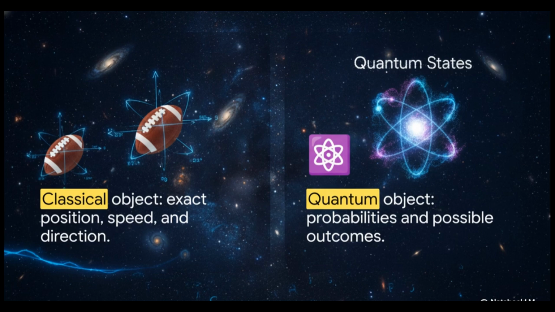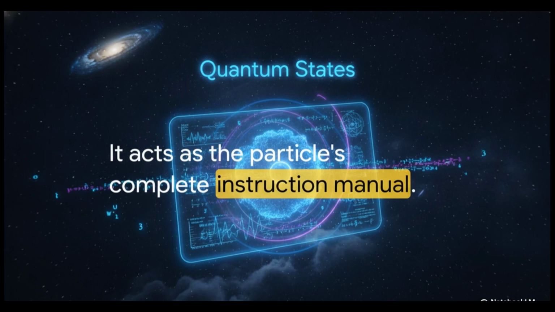But a quantum object, like an electron? Yeah, it doesn't work like that at all. It relies on a really strange set of probabilities and possible outcomes rather than just having one definite location or speed. So a quantum state doesn't give us one exact, guaranteed outcome. Instead, it acts more like the particle's complete instruction manual. It contains absolutely all the information that can be known about that quantum system. It details everything the system might do and the exact probabilities of each and every one of those possible actions.